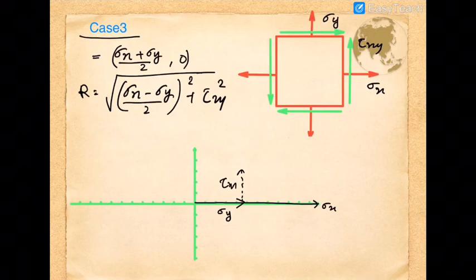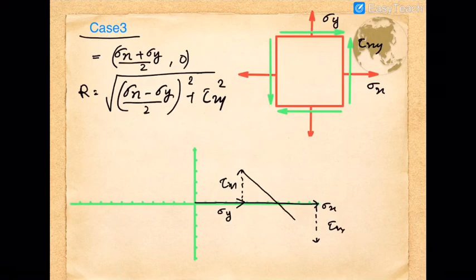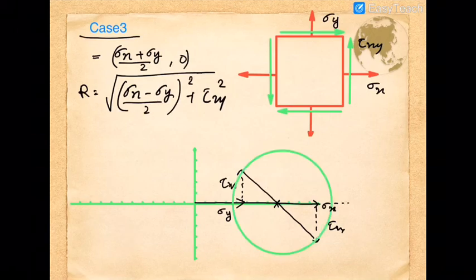Here the clockwise, that is positive, so you have to drop in the upper direction tau xy value. You have to scale down and mark it, and again from sigma y you have to mark the tau xy. Then just connect the tip of these two values, then you will get an intersection with the x-axis. That should be the center for corresponding Mohr circle. Then you have to make a circle with the radius this much. Okay, so construction wise we got the circle now.